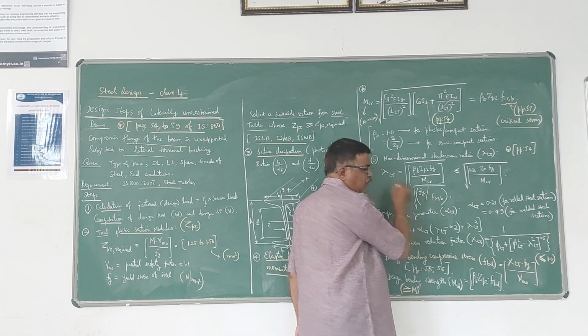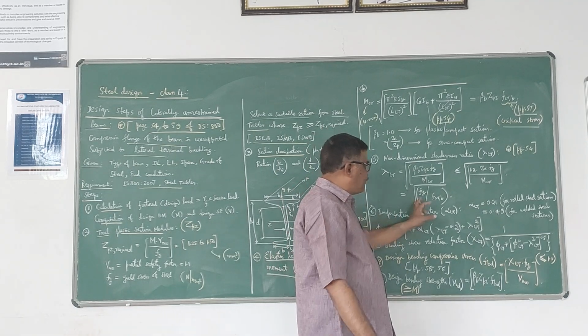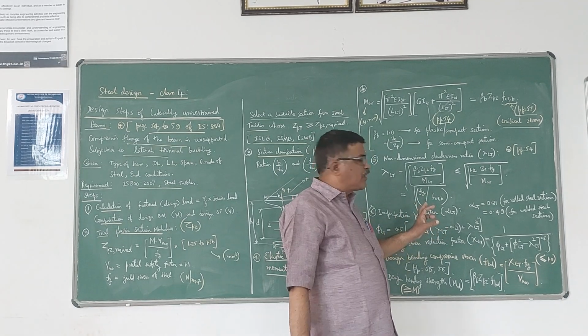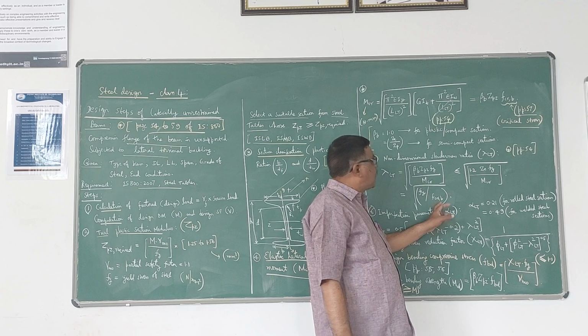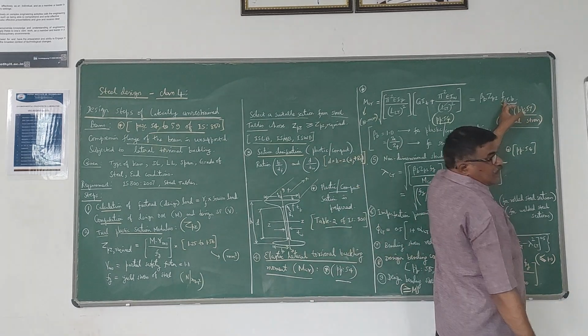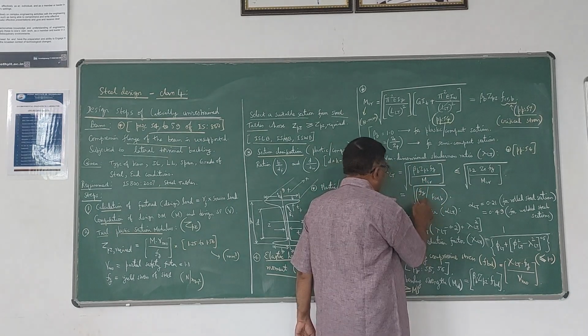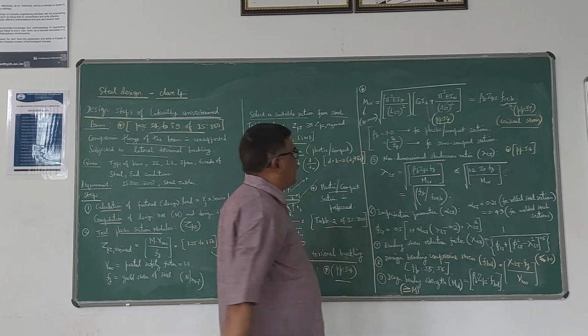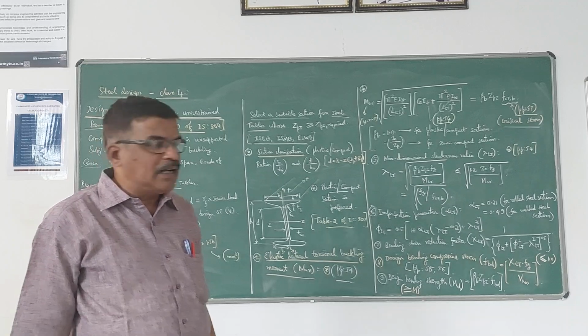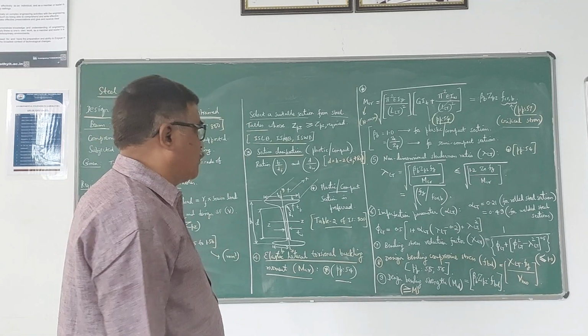So Fy you will be knowing for the given grade of steel. If it is Fe 410 steel, then Fy will be 250, and FCR we have here. So either you can use this formula or this formula for calculating this lambda LT. It is the non-dimensional slenderness ratio.